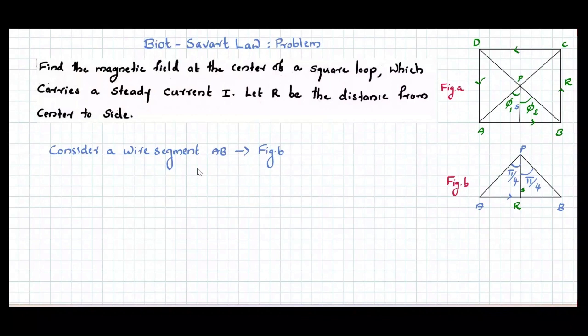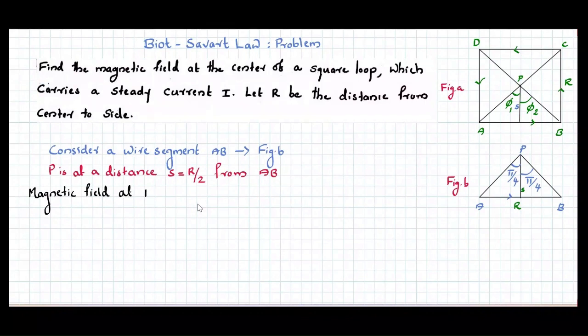Now P is at a distance S from AB, BC, CD and DA. Now to solve the problem, let us consider a wire segment AB, and this is represented separately in figure B. And we can see a triangle ABP there with AB equal to R, and P is at a distance S from AB. Now what is the magnetic field at the point P due to this wire segment AB?